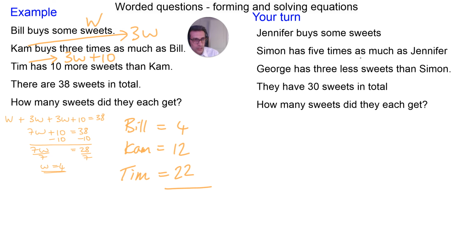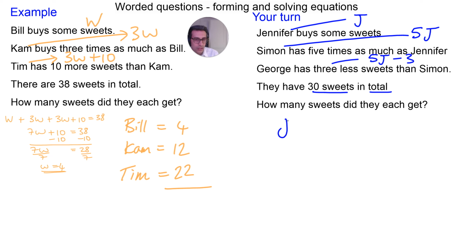Jennifer buys some sweets. Simon has 5 times as many and George has 3 less than Simon. Okay, so let's say Jennifer has J sweets. Simon has 5 times as many as Jennifer, so that's 5J. And then George has 3 less than Simon. So it's whatever Simon has, which is 5J, take away 3. In total, they got 30. So let's write this neatly. J plus 5J plus 5J minus 3 equals 30.